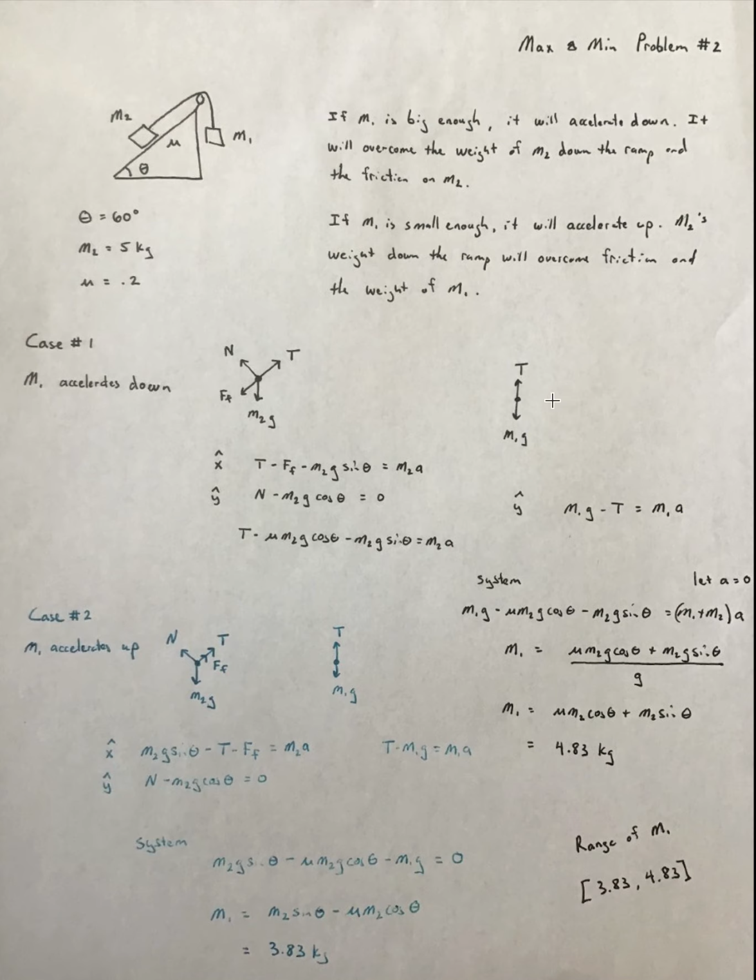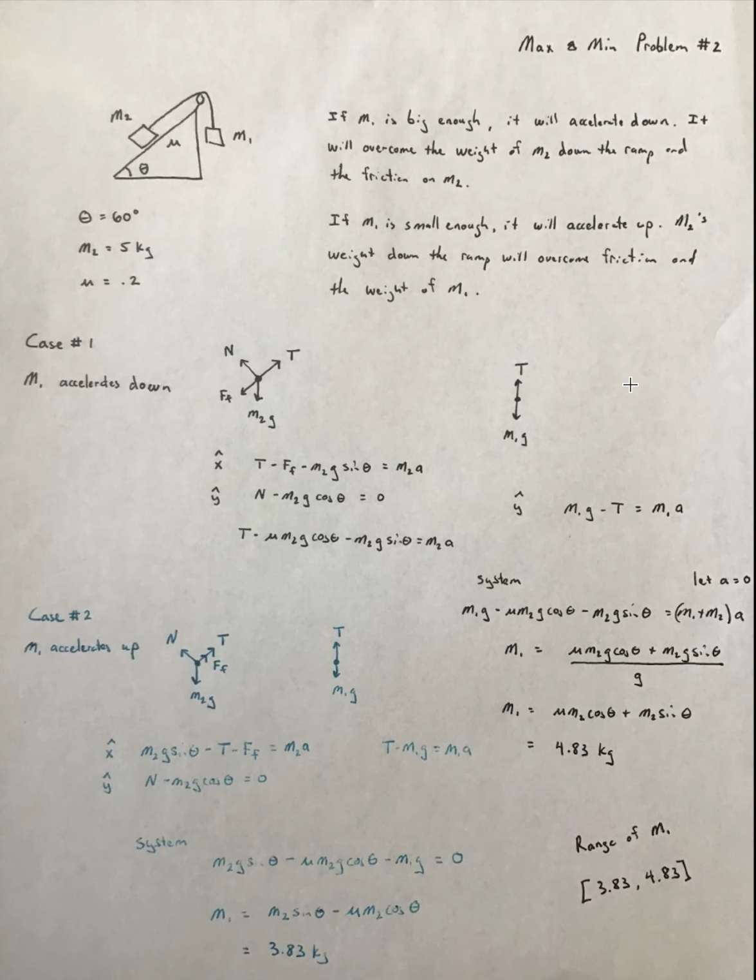Box 1 is easy because it's just tension versus m1g. If we're assuming m1 is accelerating downwards, then go ahead and write m1g minus T equals m1a, because m1g is bigger than tension if m1 is accelerating down. So you can take this T and throw it in for the other tension, and then you get the system equation. You can do that algebraically, or you could have skipped all of the steps and just done a thought experiment, looking at the system.